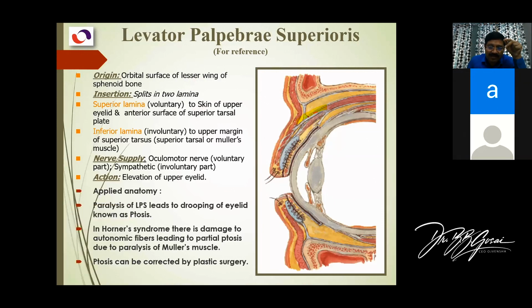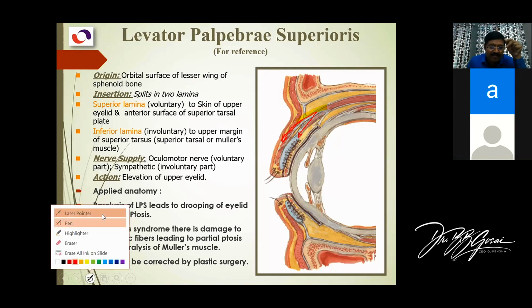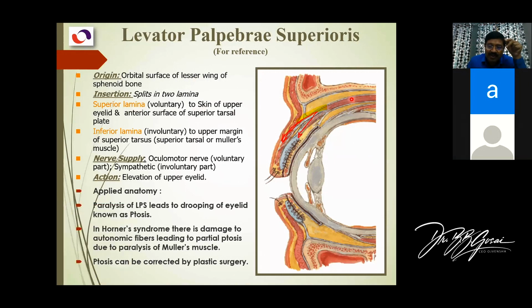This one going to the skin. And this one going to the superior tarsus. Now I put a lesser so you know. Here, this is the levator palpebrae superioris.